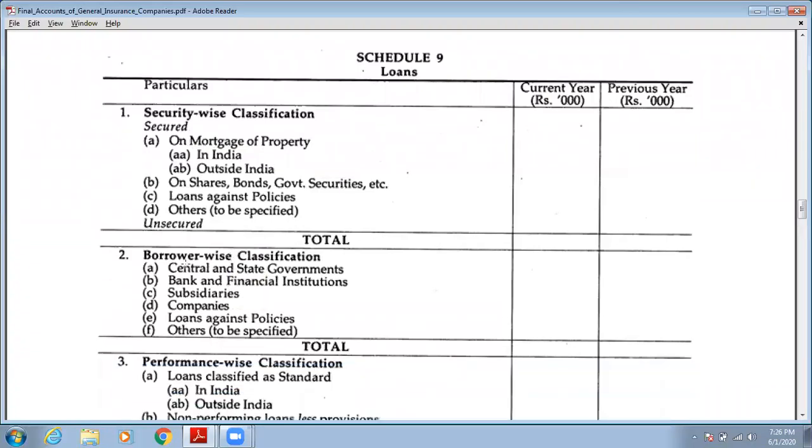Then you will write borrower wise classification. Borrower wise classification means whether you take that loan from the central government or the state government or a bank or any other financial institution, or maybe from your friends or relatives. Then you will divide your loan according to borrower: central government, state governments, banks or financial institutions, subsidiaries, companies, loans against policies and others.